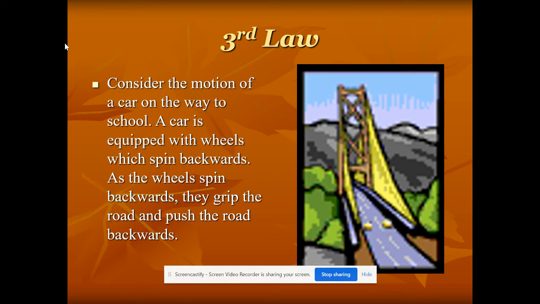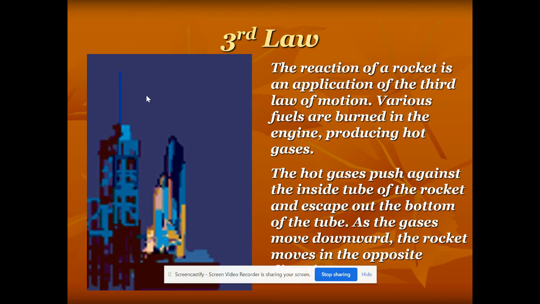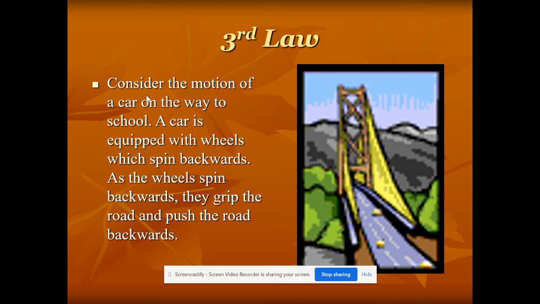Another way to consider the third law is the motion of your car on the way to school, or your bus. So the car or bus is equipped with wheels which spin backwards. As the wheels spin backwards, they grip the road and push the road backwards. The wheels spin forward, so there's a mistake there. So a car is equipped with wheels which spin forwards. As they spin forwards, they push the road backwards.